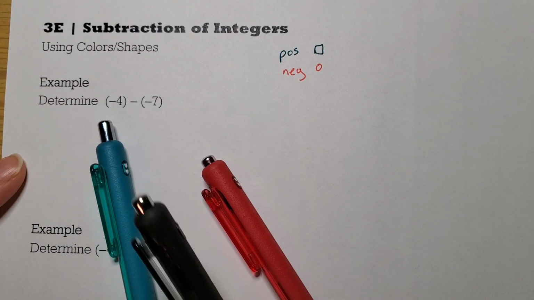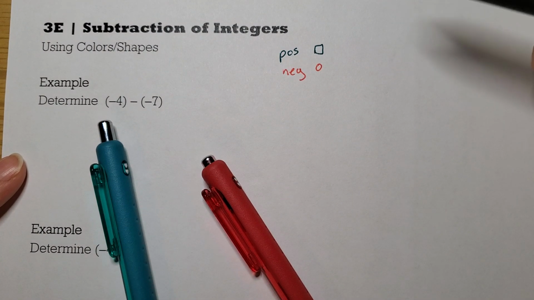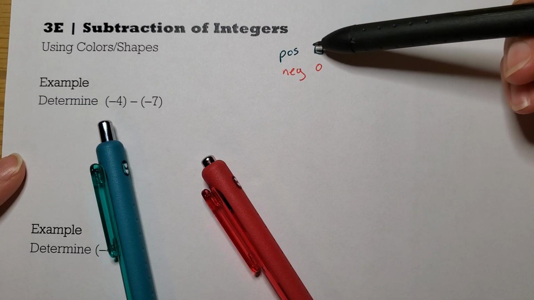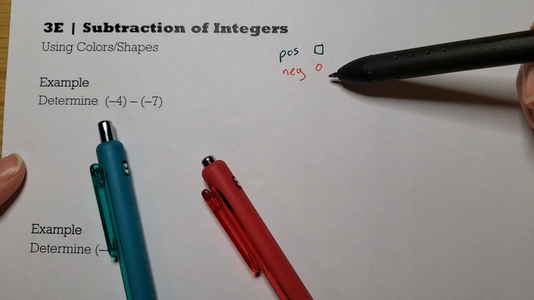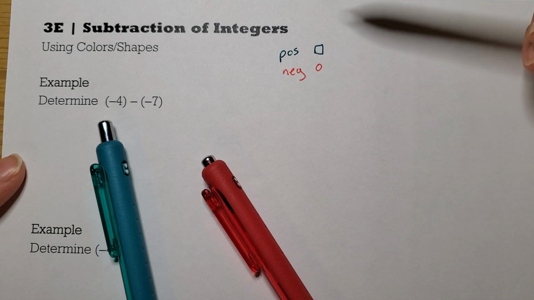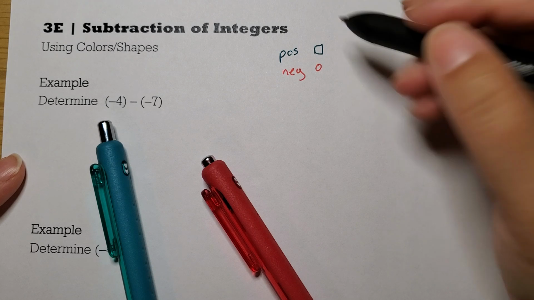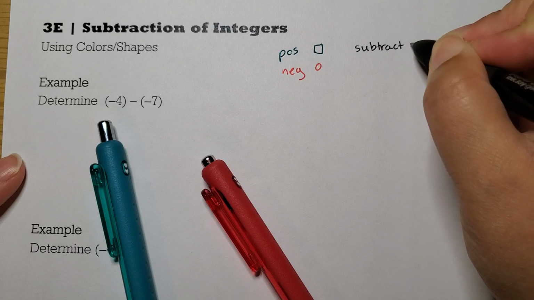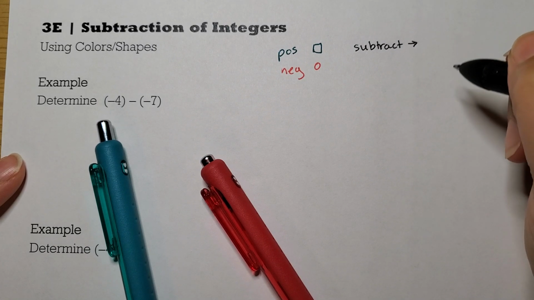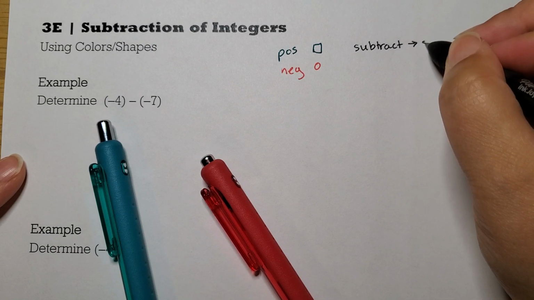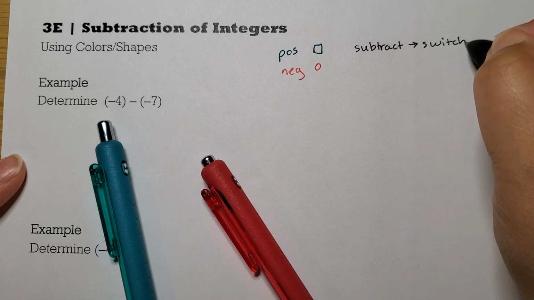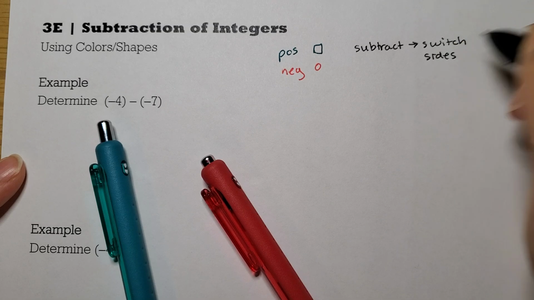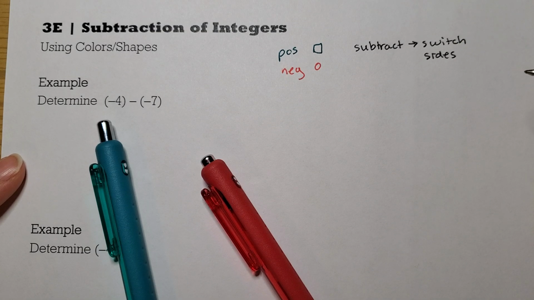So when you add numbers, you take however many of each player from the teams there are, and then you cancel them out. When you subtract, then those team members switch sides. So instead of fighting against an enemy, they join an enemy, or instead of playing along with their team, they switch to the other team.